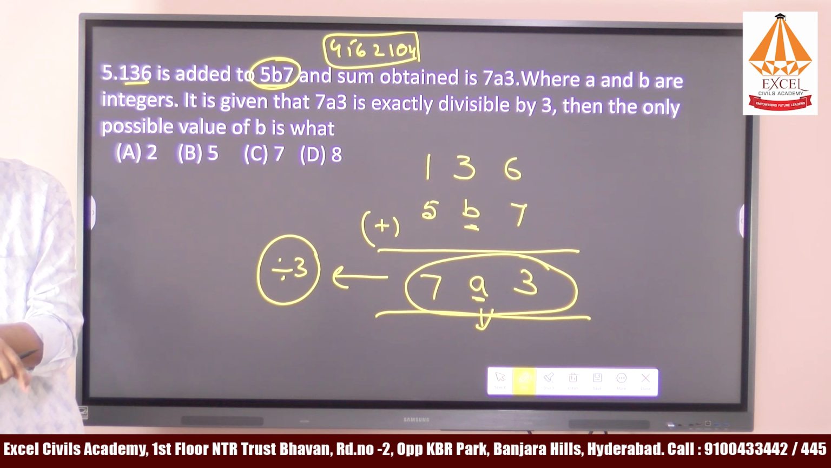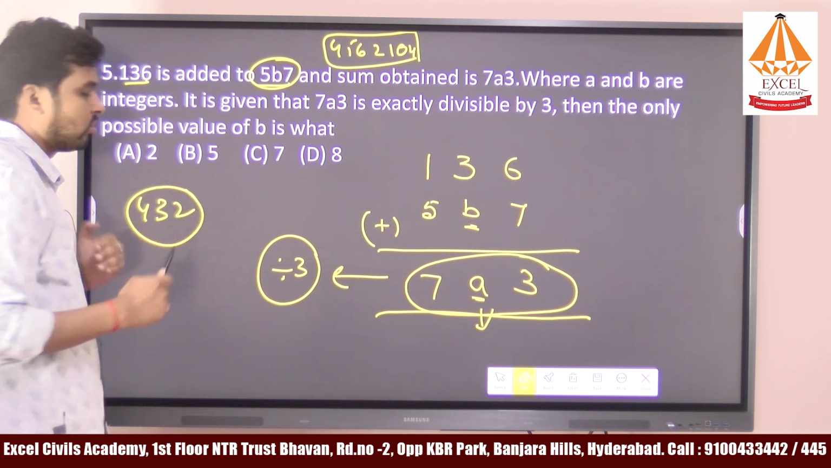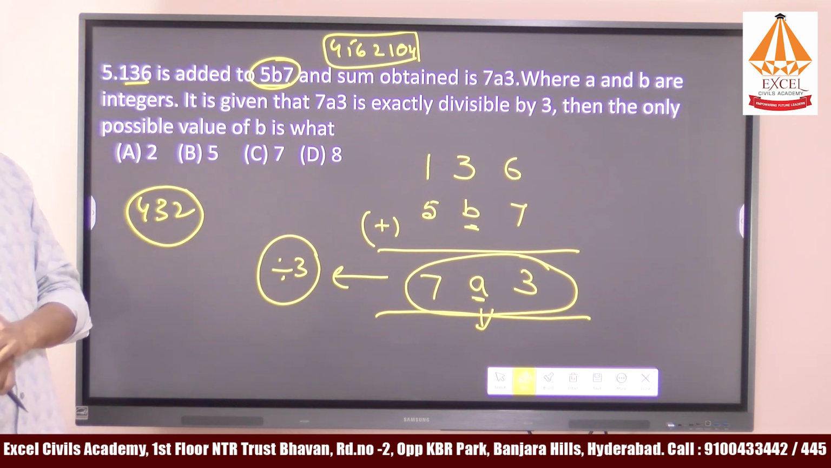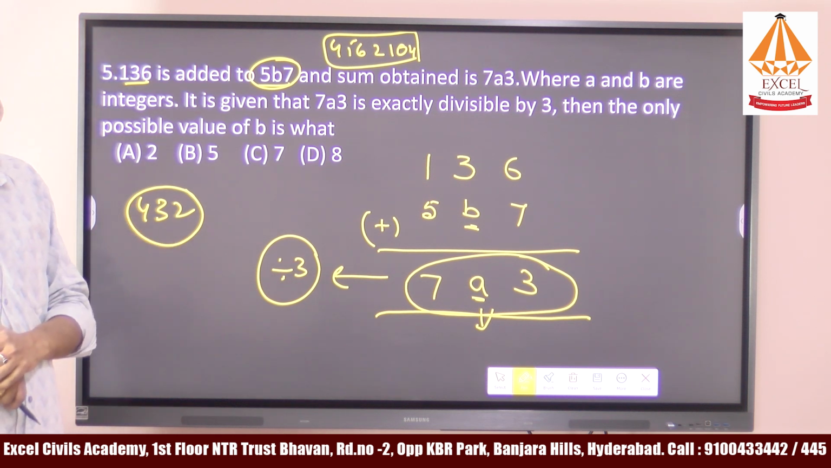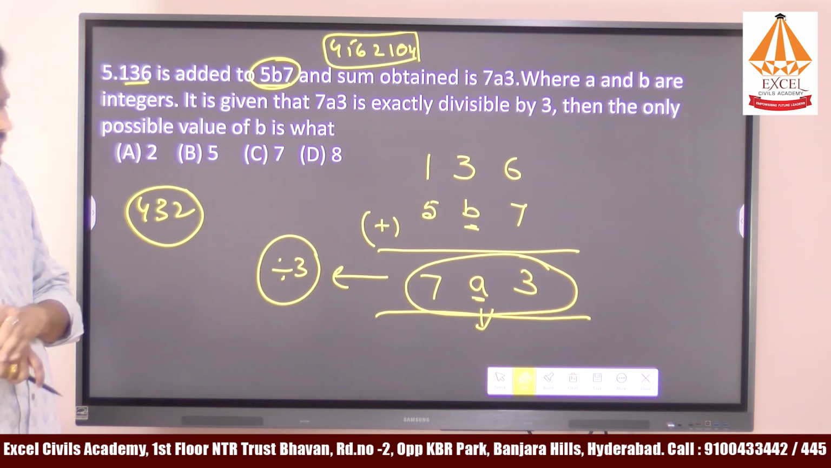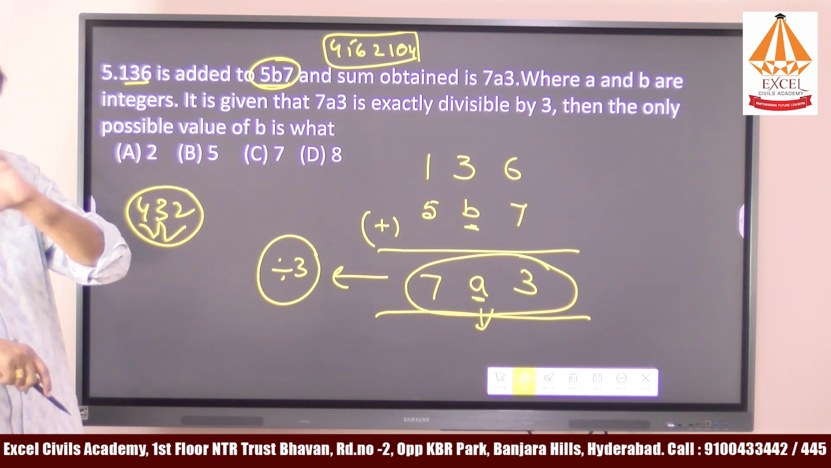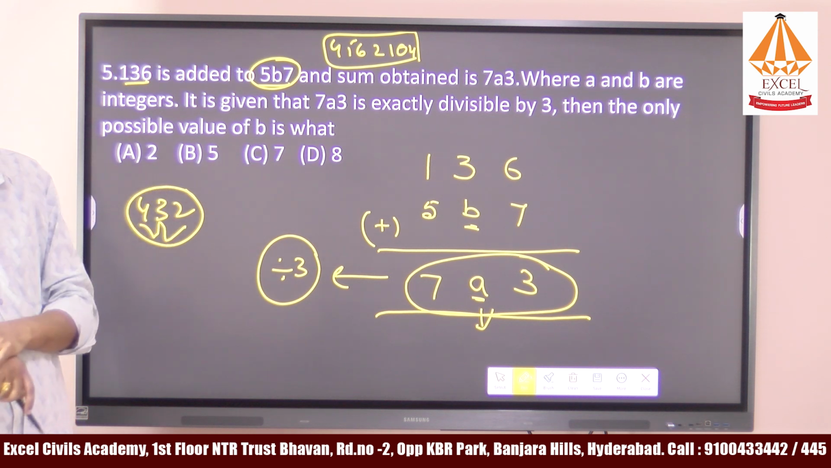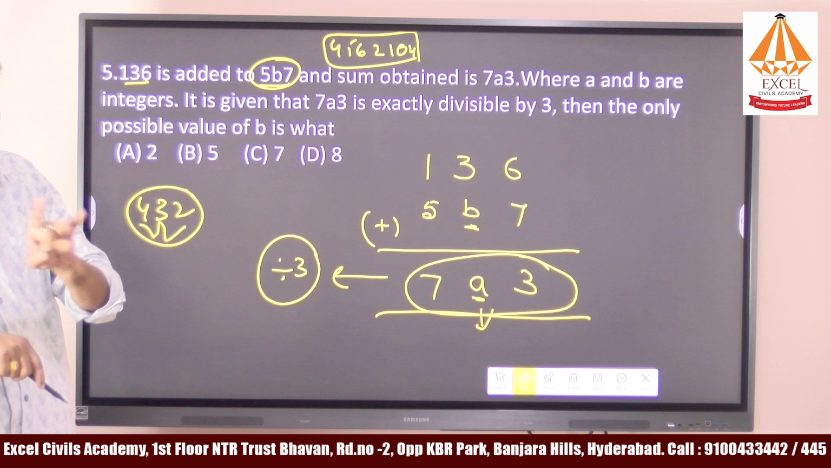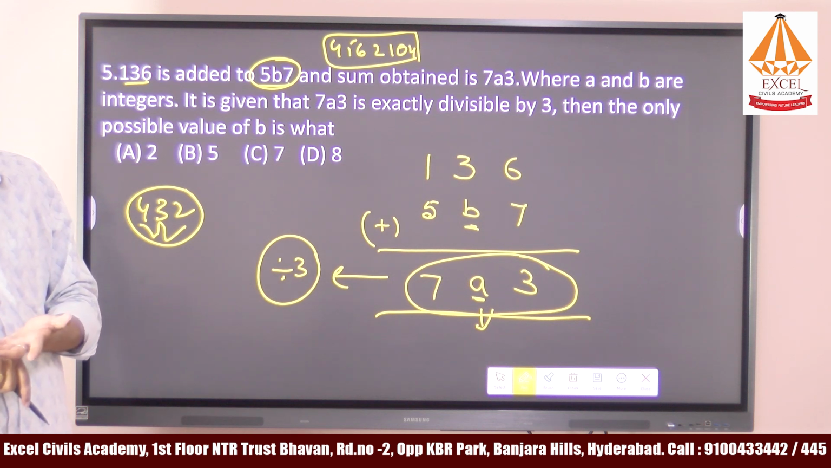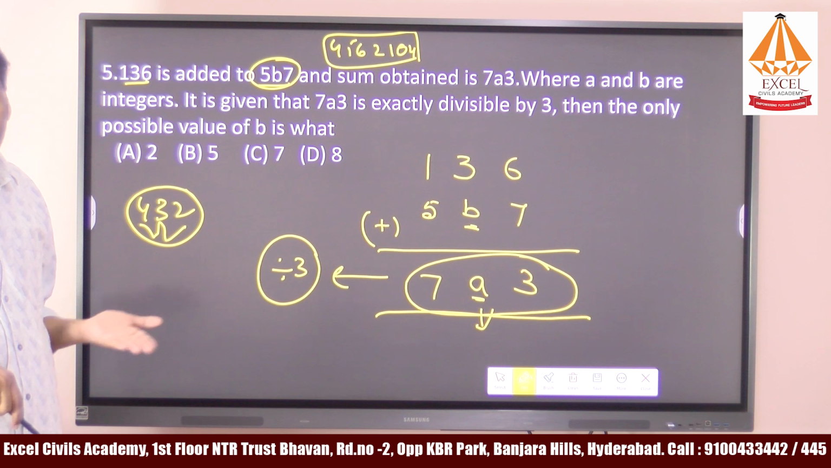You understand? So suppose I take this number 432, I want to know whether this number is divisible by 3 or not. You don't require to divide the whole number by 3. Just simply, the divisibility rule of 3 is to add the digits in the given number: 4 plus 3 plus 2. 4 plus 3 is 7, 7 plus 2 is what? 9. 9 is divisible by 3, right? So we say that this complete number is divisible by 3.